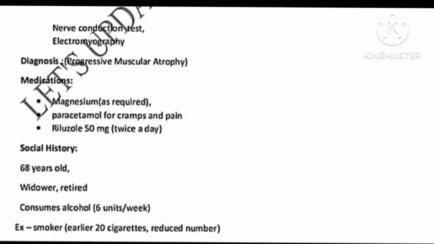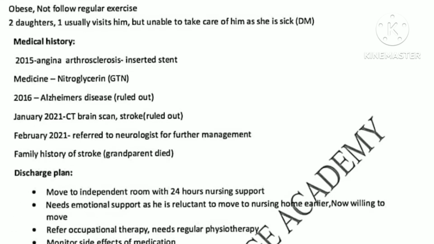When we go through this social history, no address from a nursing home is mentioned, and it is not in the same place. No information is given. And on the next page, it's mentioned that of the two daughters, one usually visits him but is unable to take care of him as she is sick. So it's clear from here that it's an unknown case. So we are referring the patient to the nursing home for the first time. So we should mention the social history, medical history, everything. Okay, so let's start again.